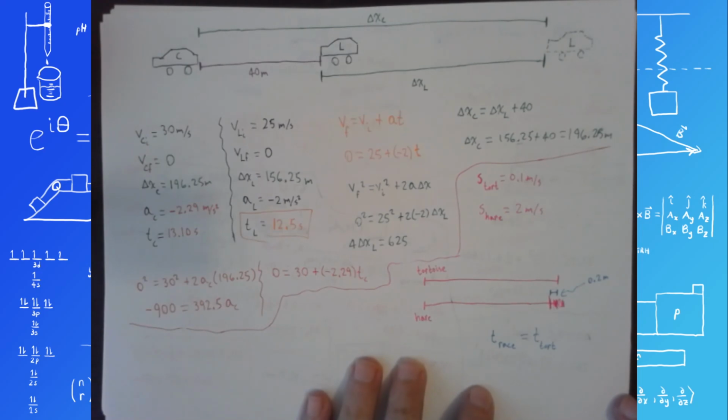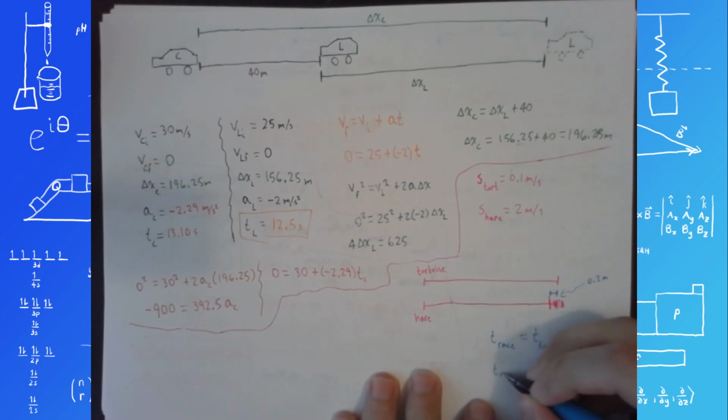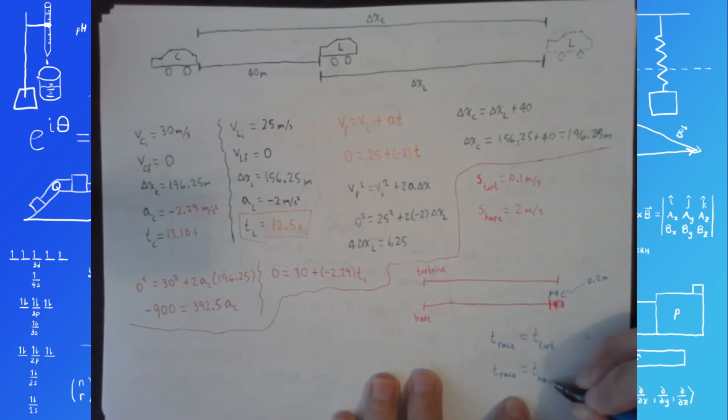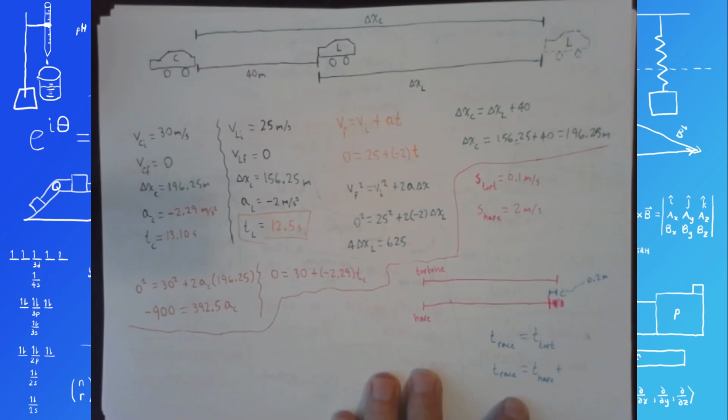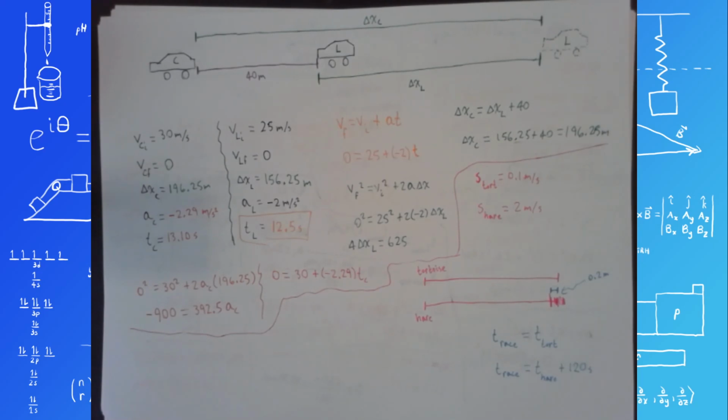The time of the hare does not equal the time of the race, because I'm defining the time of the hare as the amount of time that the hare is actually moving. And the race is the amount of time the hare is moving plus the amount of time that the hare is resting. So T race, the time that it took for the race to be completed, is also equal to the time that the hare is actually in motion plus the 2 minutes that the hare is not in motion. I'm going to convert that to seconds. 2 minutes is 120 seconds. So I guess I can just put these 2 equations together and say time of the tortoise equals time of the hare plus 120 seconds.